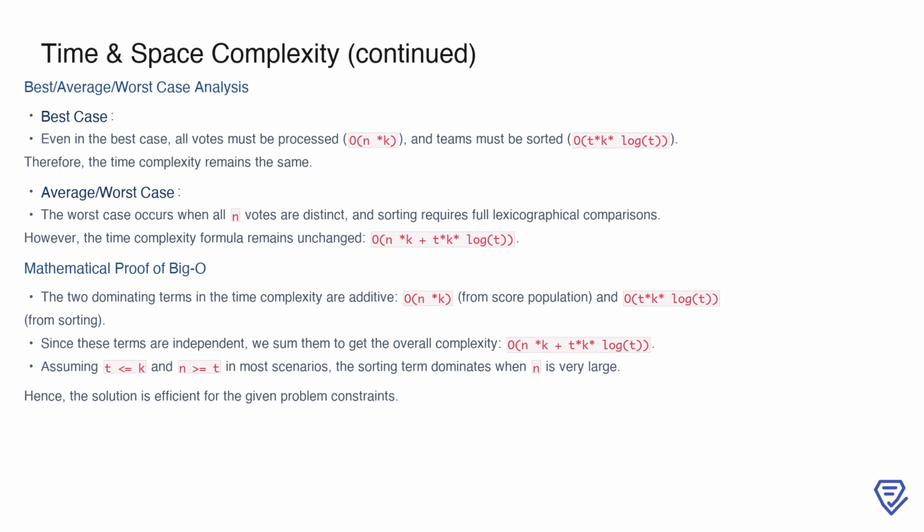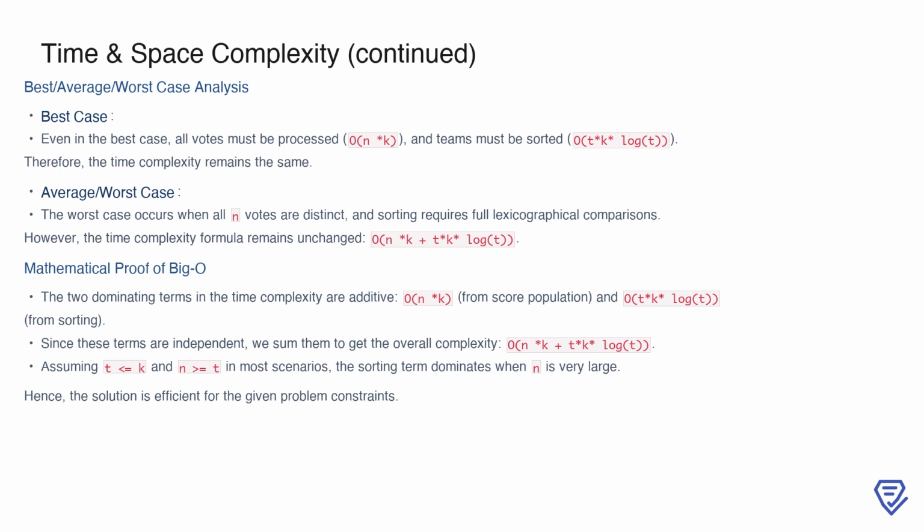For the average and worst cases, the worst-case scenario arises when all n votes are distinct, and sorting requires full lexicographical comparisons between teams. Despite this, the time complexity does not change and remains O(n*k + T*k*log T). Mathematically, the two dominant terms in the complexity are independent and additive, one from score population and the other from sorting. Typically, with T equals k and n equals T, the sorting step dominates when the number of votes is very large.